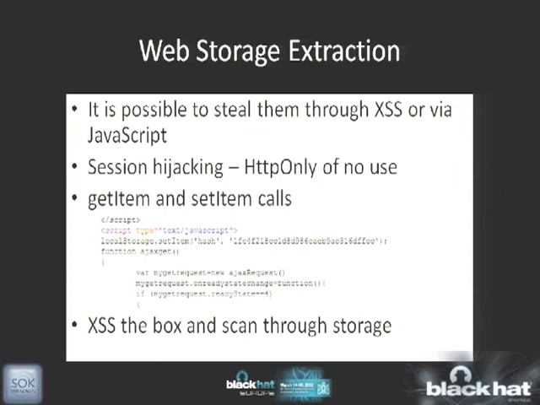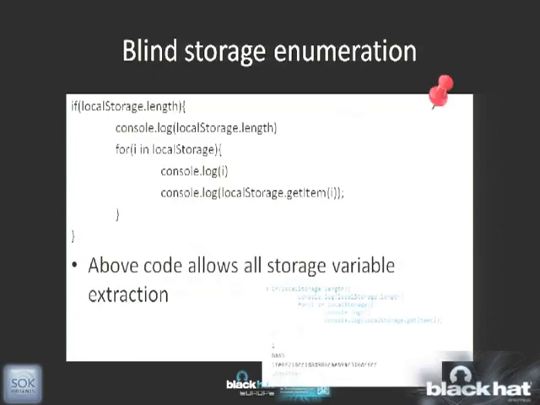So when this kind of thing is in your browser space and you get access, you can start harvesting all this information lying in storage. This is a kind of blind enumeration you can do. You can just look for local storage and run through a loop, dump whatever variables you find, and send them wherever you want.